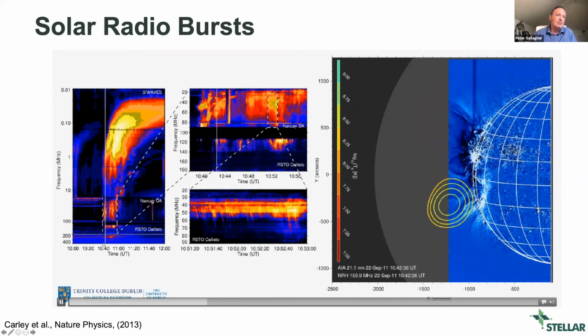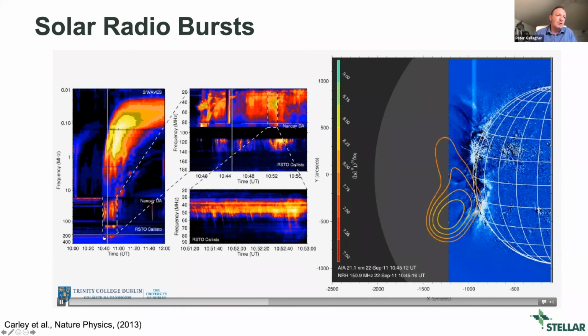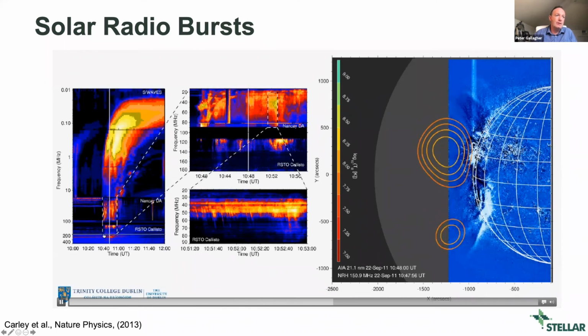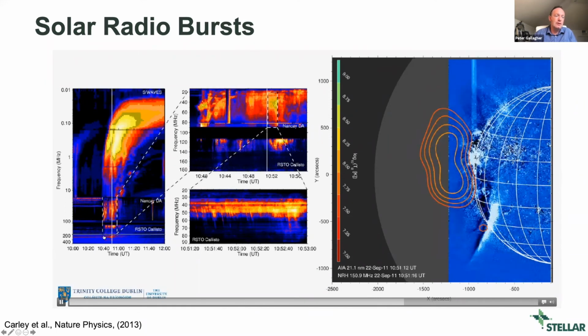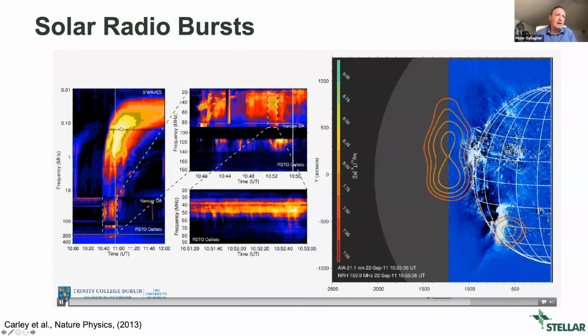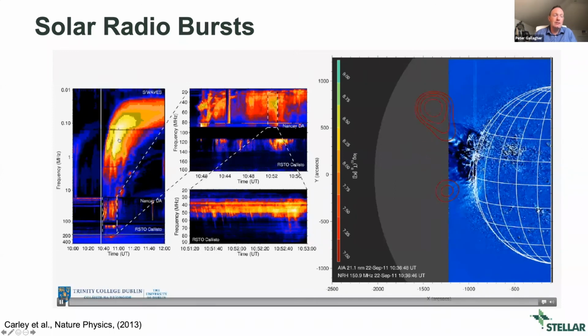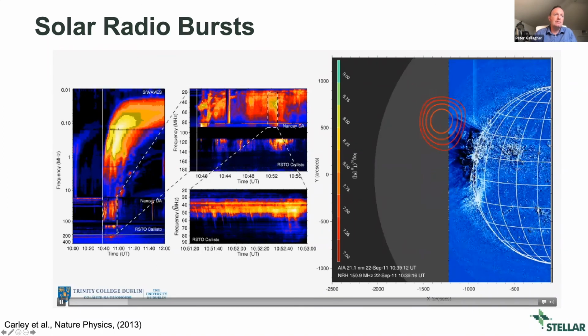But what this allows you to do is track solar radio bursts the whole way from where they originate, close to erupting arcades, the whole way out through to near the sun. So the radio observations allow you to do that.